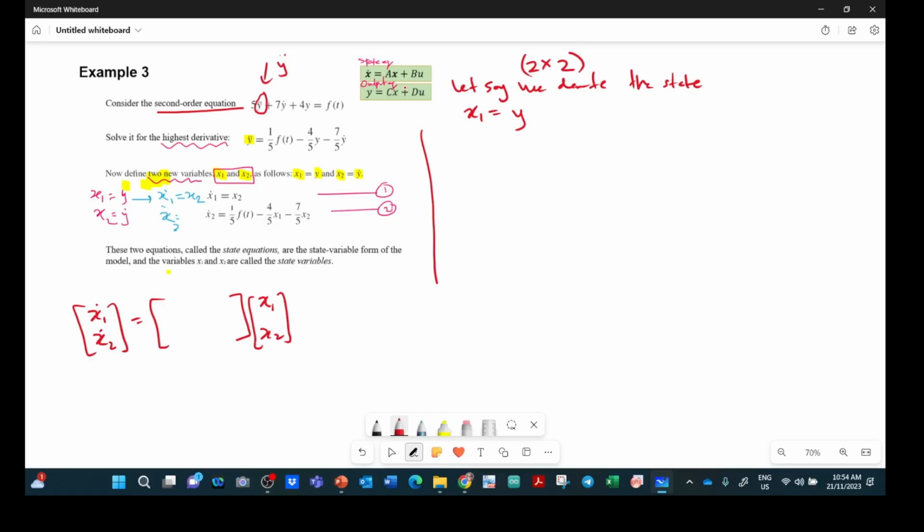So we denote here, we start with x1 equal to y, and then x2 equal to y dot, for example. And then from there, because we want to get x1 dot and x2 dot, we are going to derive x1. So we make it into state x1 dot equivalent to y dot, right? And x2 dot equal to y double dot. And you actually can see that y dot here is actually the same as x2, right?